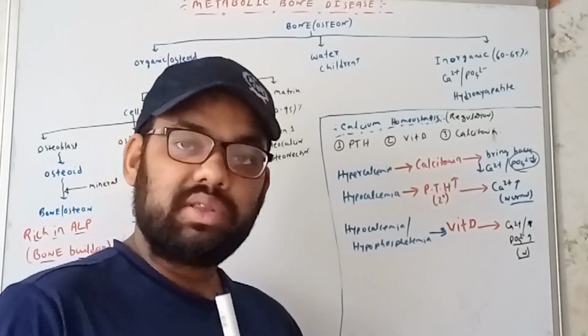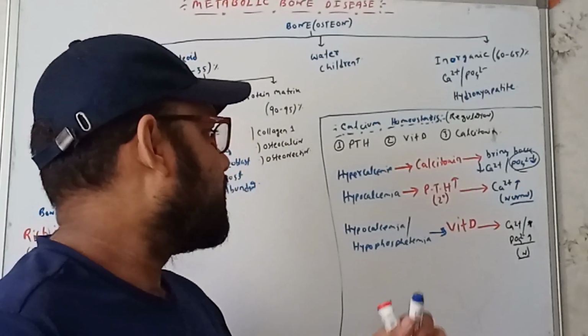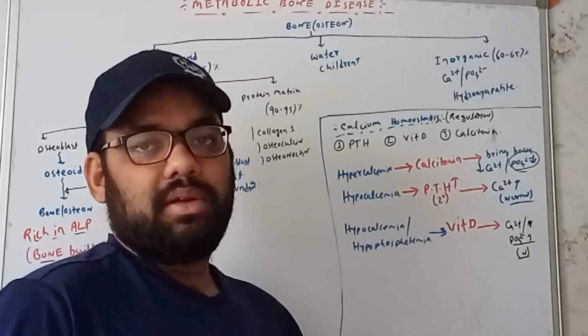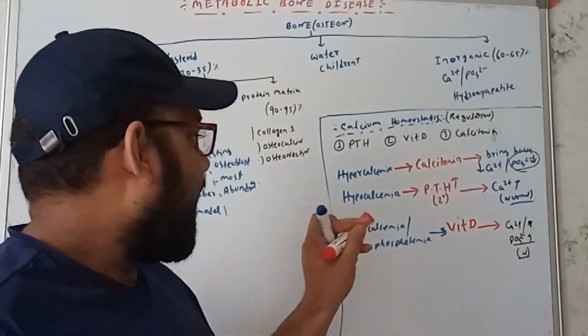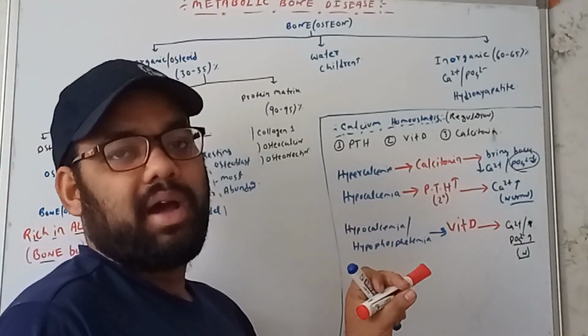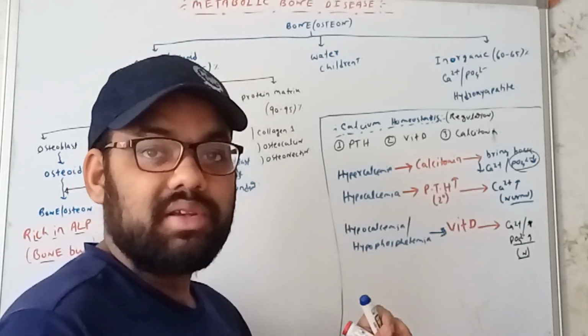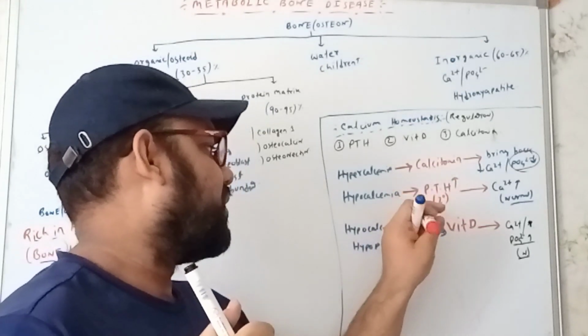Sorry, whenever we get to see the hypercalcemia, at that time the calcitonin will be released, and that will bring back the normal calcium level. Alternatively, if we get to see the hypocalcemia, at that time the parathyroid hormone will be released, and that will increase the calcium value up to the normal value. Okay, there is a secondary hyperparathyroidism.